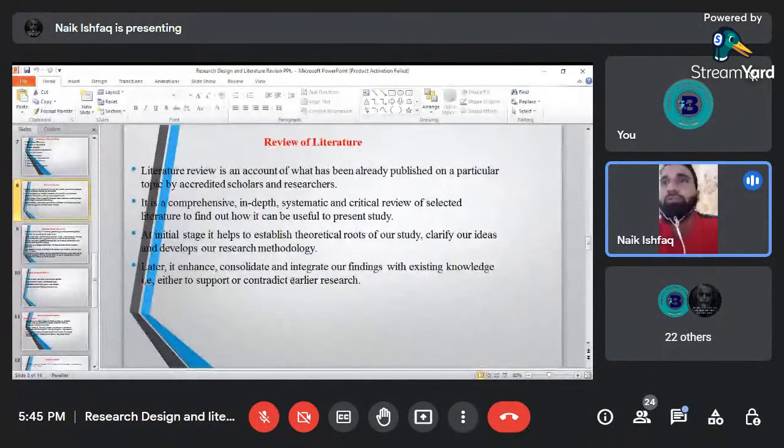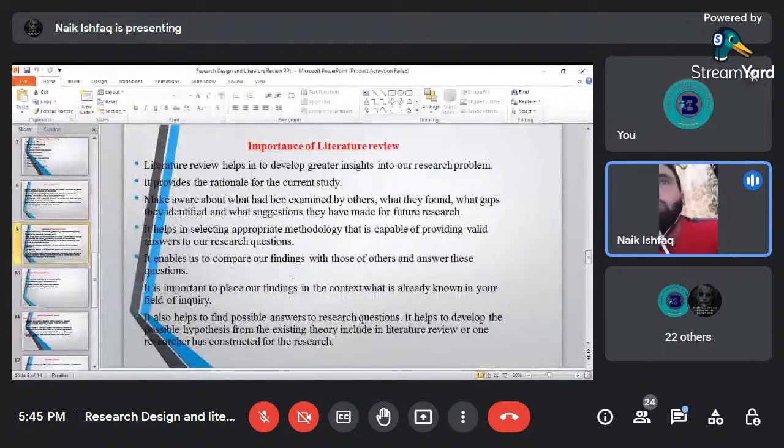Coming to the importance of the literature review, it helps us to develop a greater insight into our research problem. It plays an important role in developing a rationale for our study. What is the reason for our study? It makes us aware of what has been examined by others, what they have found, what gaps they identified, and what suggestions they have made. All these things that have been done by other scholars are very useful when a researcher is going to conduct his own research.